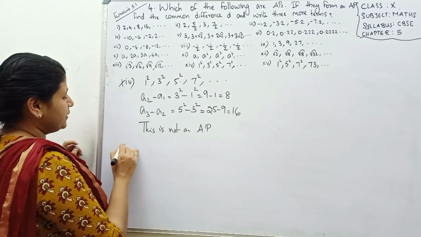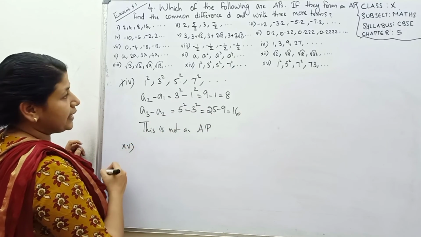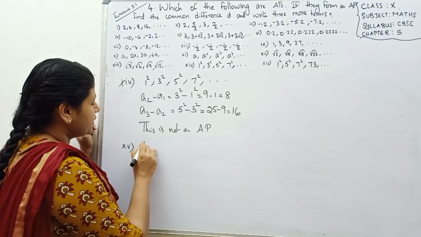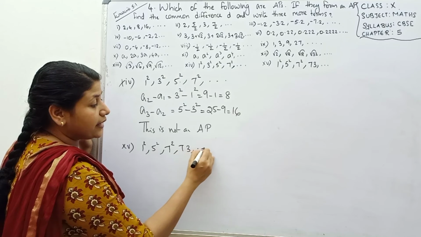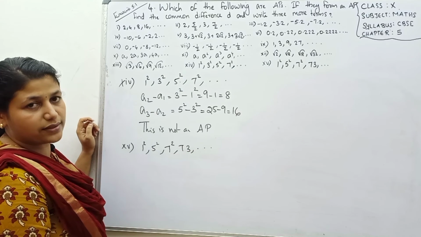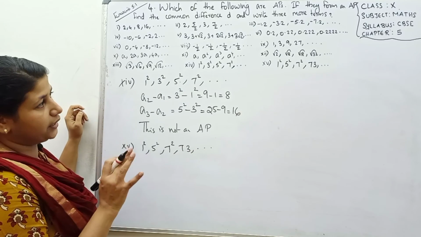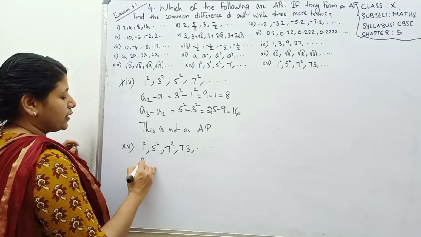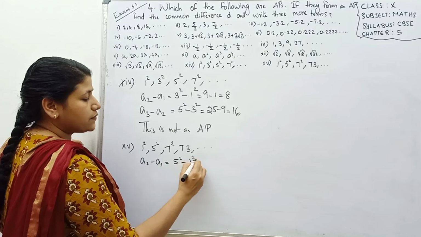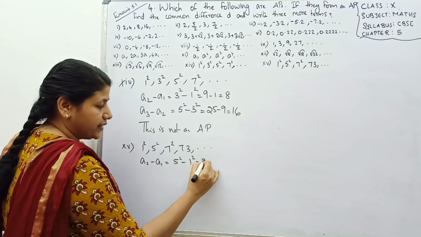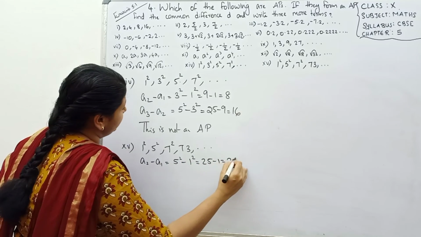Okay. Then, last question of that exercise, 15th one. 1 square, 5 square, 7 square, 73. Okay, that is not 7 raised to 3, it is 73. It is 73 indeed. So, we can write A2 minus A1. 5 square minus 1 square. 5 square is 25 minus 1, which is 24.